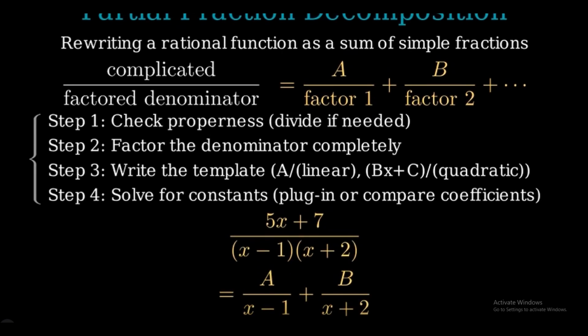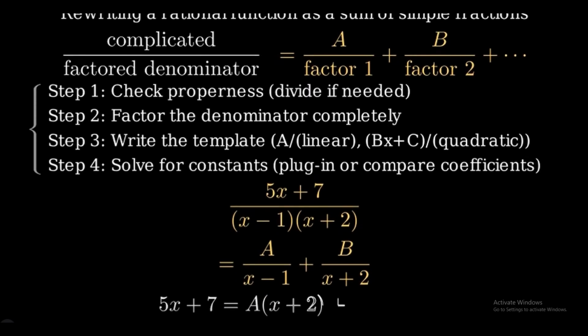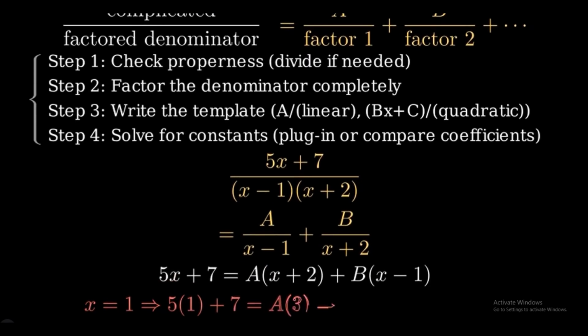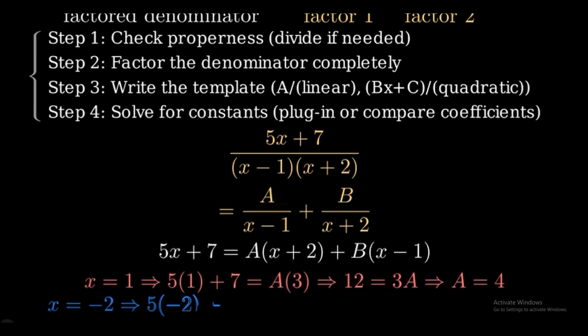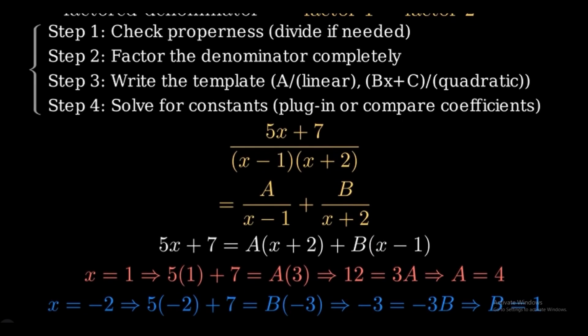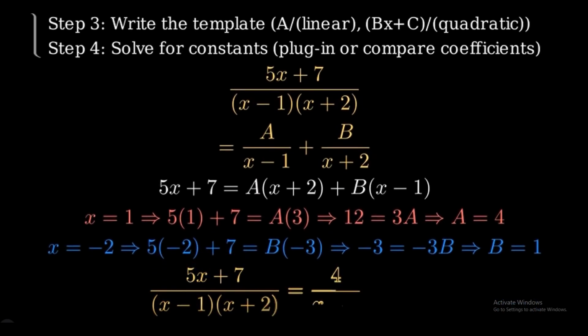Multiply both sides by the denominator. We get 5x plus 7 equals A times (x plus 2) plus B times (x minus 1). Now use the plug-in method. Let x equal 1 to eliminate B. Then 12 equals 3A, so A equals 4. Let x equal negative 2 to eliminate A. Then negative 3 equals negative 3B, so B equals 1. Therefore, the decomposition is 4 over (x minus 1) plus 1 over (x plus 2).